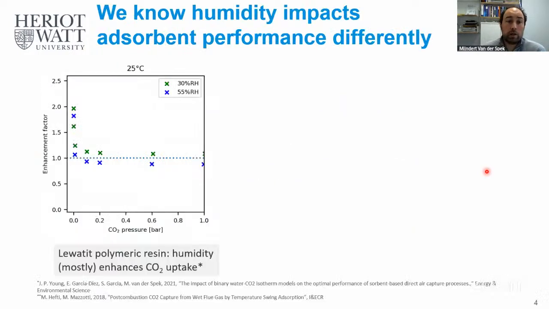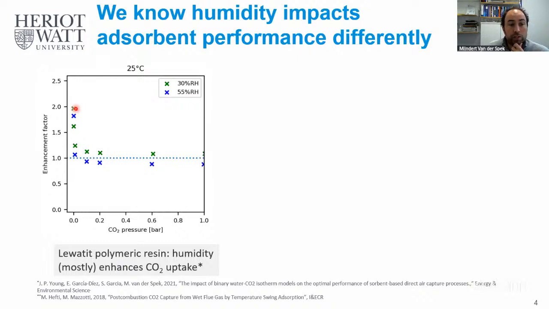Now, why is this important? Well, different adsorbents perform differently under humidity. What I'm showing here on the left is a plot that shows the CO2 enhancement factor as a function of the CO2 pressure and as a function of relative humidity. So you see here crosses for 30% RH and for 55% RH. And you see that at very low partial pressures, water actually enhances the adsorption of CO2 quite significantly, by a factor of about 2.